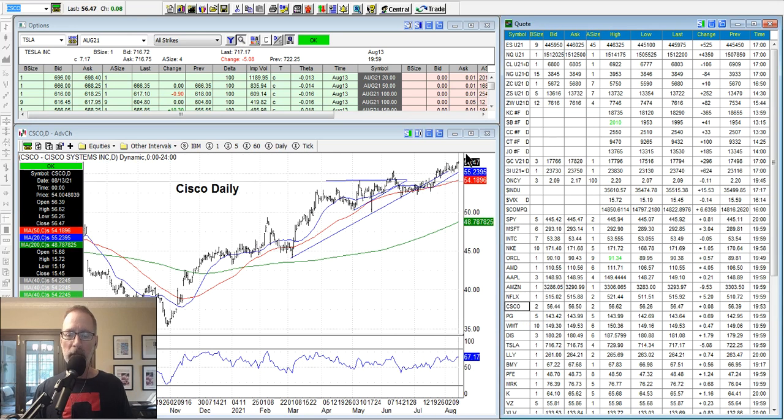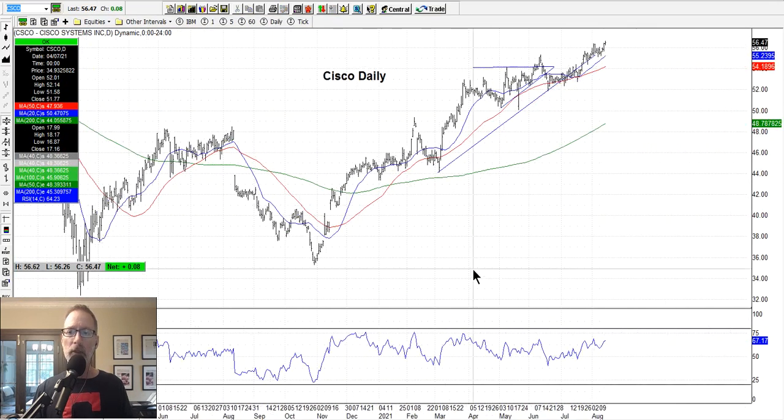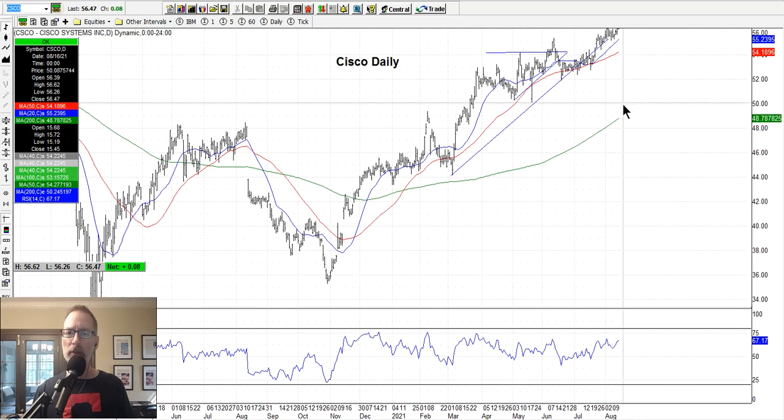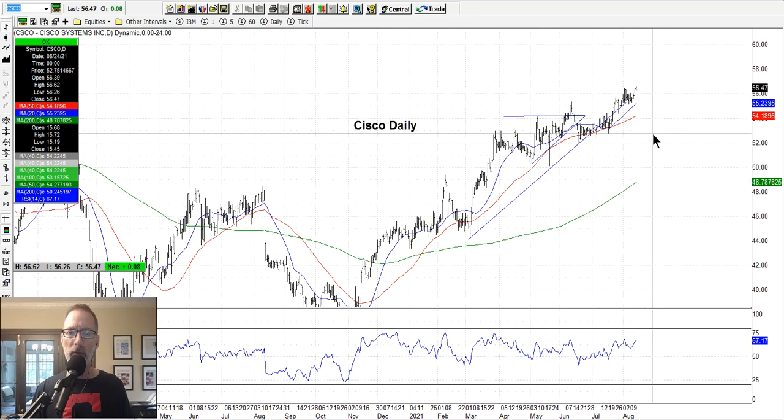Cisco and Oracle. We'll take a look at Cisco here first. You can see it just kind of hugging. You can draw the support line, which is connecting the bottoms. And it was moving a little sideways, kind of hugging both moving averages, and it's just been going higher. It's just this upward move. So I don't see anything that could really derail Cisco. I think earnings may be coming out next week, so we're going to wait for that, see what happens.